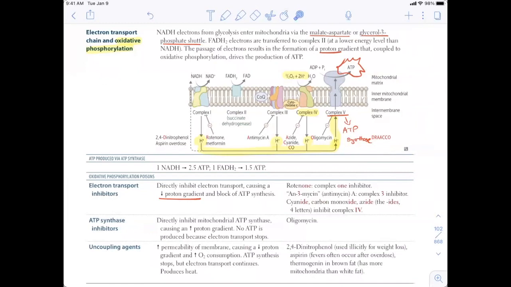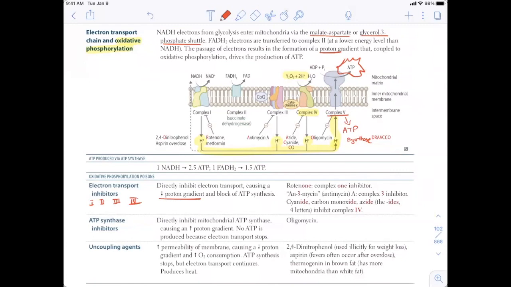Because complex 4, yes, is known for oxygen, but there is still some electron transport going on there. So when these things block complex 4, we cannot get that electron transport, and ultimately we cannot power complex 5 at the end of the day. So that's what you call electron transport inhibitors. They're mainly 1, 2, 3, but you can also have 4 as well. So in a nutshell, we can say this is 1, 2, 3, and 4.